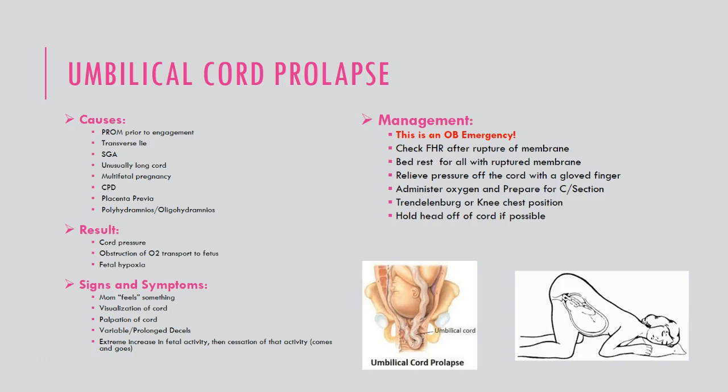Administer oxygen and prepare them for a C-section because they're going to have one. You cannot deliver vaginally if the umbilical cord is going to be asphyxiated during the process of that. So these people will have a C-section. Hold the head off of the cord if you're able to do that, and then putting them in knee chest or Trendelenburg is the appropriate position change.